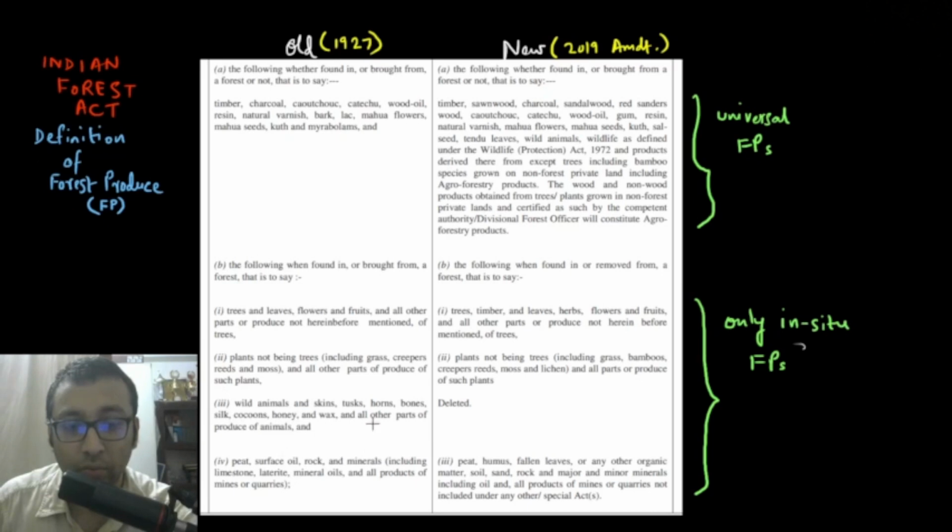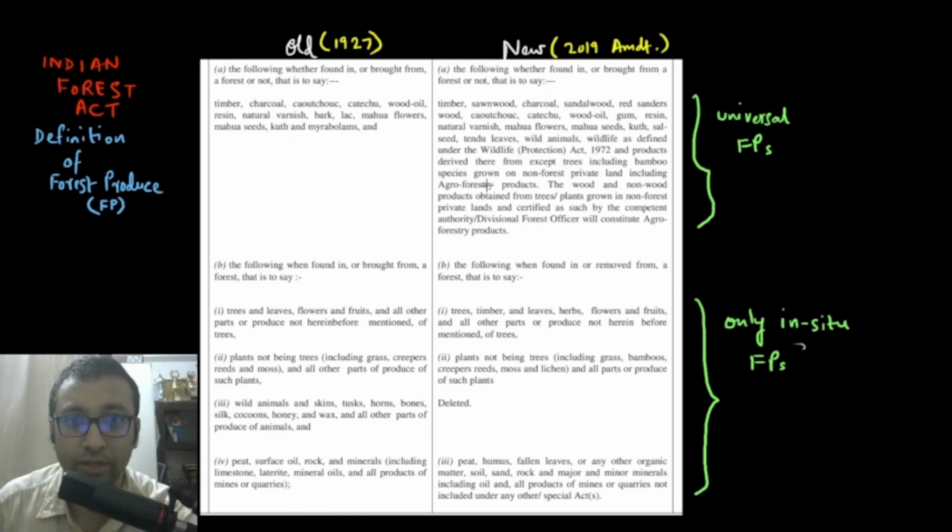So these wildlife products were only in-situ FPs. In other words, outside the forest area they were not FPs. They were under the influence of the Wildlife Protection Act and the Chief Wildlife Warden, of course, but they were not FPs. But now it has been deleted, and in the universal FP it has been mentioned that wildlife as defined under the Wildlife Protection Act.